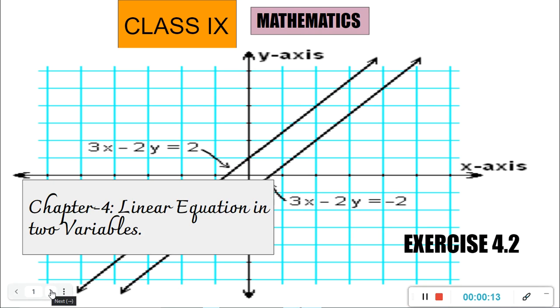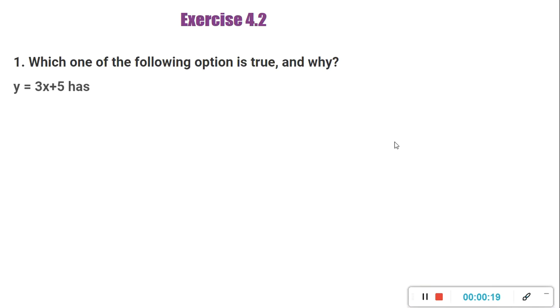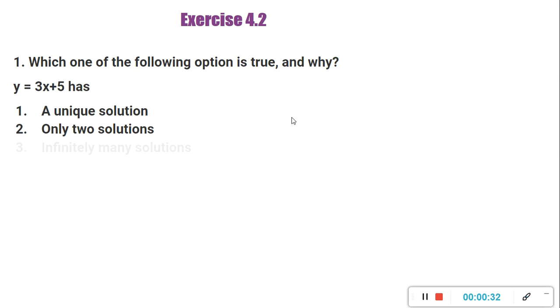Our today's topic is exercise 4.2 of class 9 mathematics, chapter 4, linear equations in two variables. Okay, so let us start. Question number 1 of exercise 4.2. The question is, which one of the following options is true and why? y is equal to 3x plus 5 has a unique solution, only two solutions, infinitely many solutions.